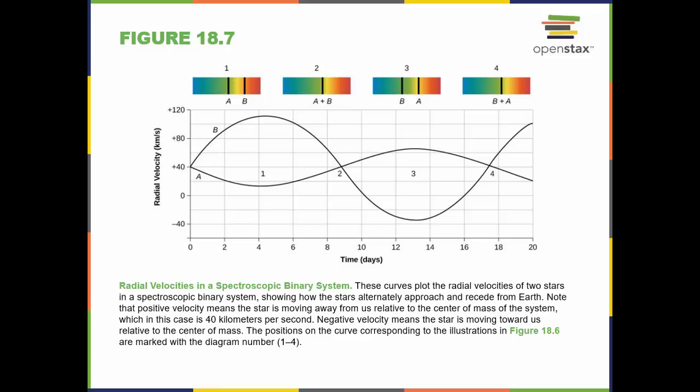So we can't tell from the actual photograph, the visible light, because it looks like just one giant star. But if we look at the spectroscopy over time, we can actually figure out if there are two stars there and one of them is just too dim to see.